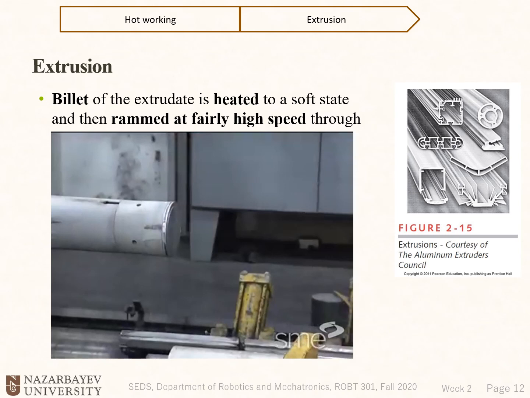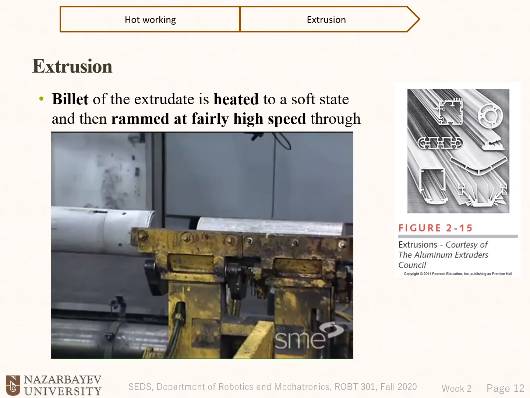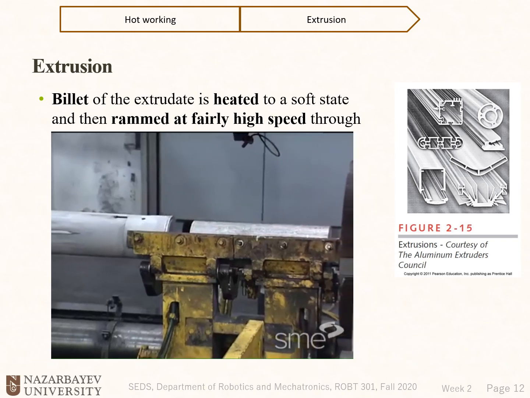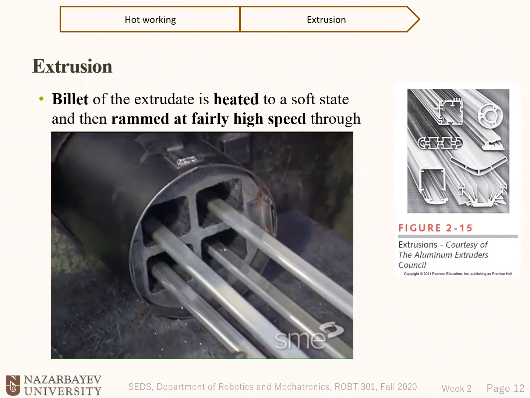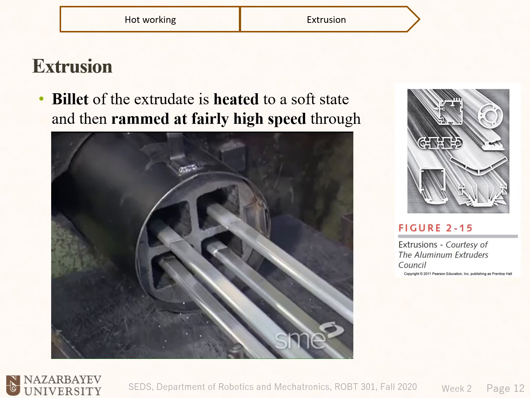Here we have extrusion, and in extrusion, the billet of the extrudate is heated to a soft state. So it's heated, that's why it is hot working, and then rammed at fairly high speed through the mold. Here we have the preheated part, and the hydraulic press, which is going to ram this billet into the mold. So here is the mold, and you see that now you have this profile of aluminium coming out of the mold. Here you could see the different profiles of, let's say, aluminium that could be made by extrusion.